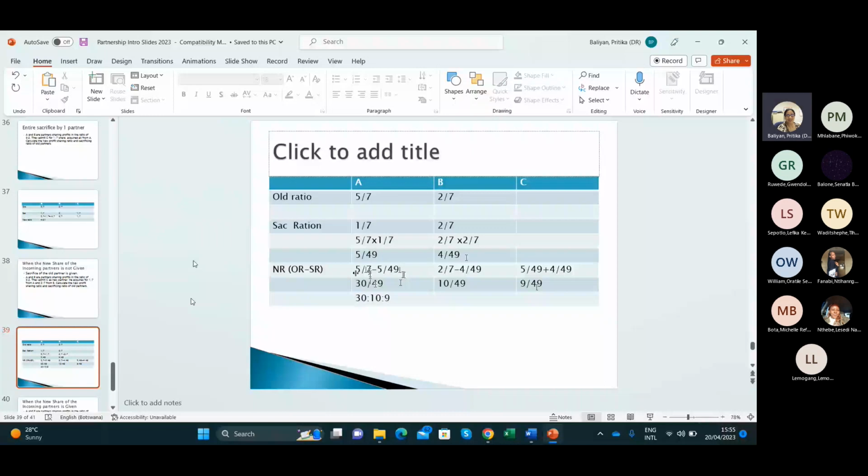So the new profit sharing ratio is 30:10:9. We are only given how much each partner is sacrificing, but we don't know the total for the new partner. So in that scenario, we calculate like this. Are we all together?